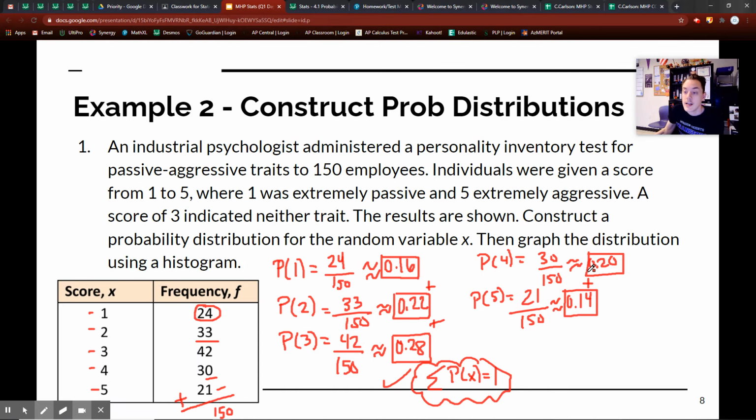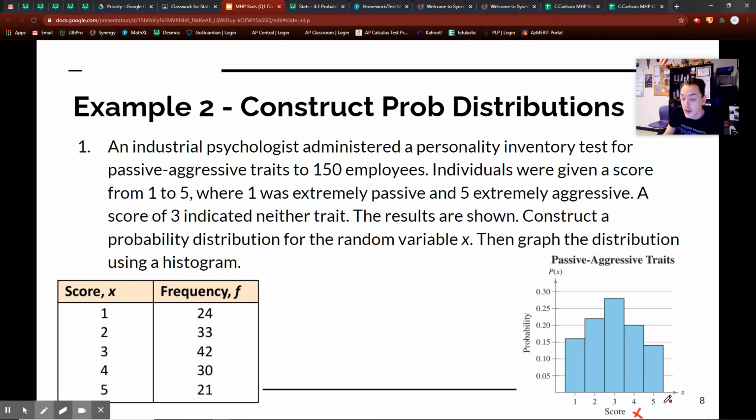So I'm going to show you what the graph looks like. Boom. This is what the graph looks like. I'm going to erase this stuff here. If you have yet to get it down, make sure you get it down. So what does this really say? This is your X down here, your score, 1, 2, 3, 4, 5. And this is what we call the probability, the probabilities that we just found.